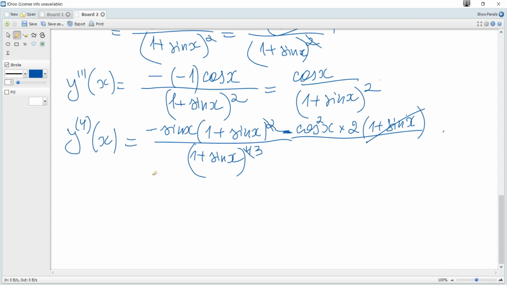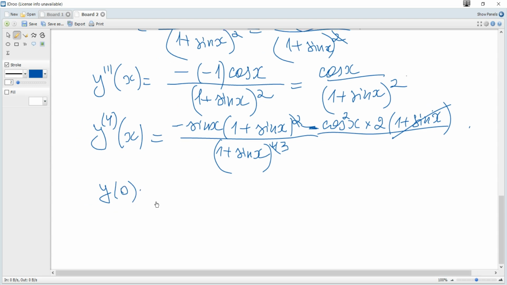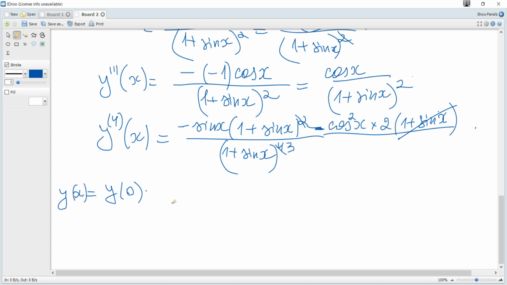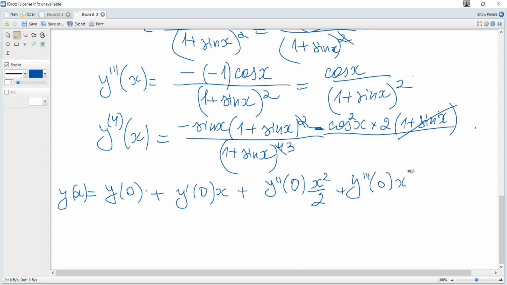And the next question is to get the Maclaurin series for the given function, and the Maclaurin series is y of x equals y at 0 plus the first derivative at 0 times x plus the second derivative at 0 times x squared over 2 plus the third derivative at 0 times x cubed over 3 factorial, which is 6, plus the fourth derivative at 0 times x to the power of 4 over 4 factorial, which is 24, plus so on.